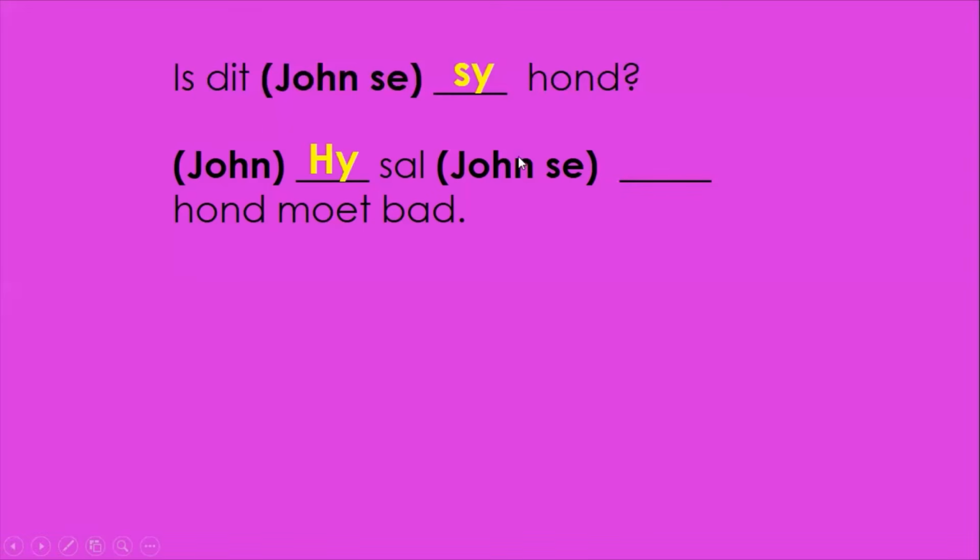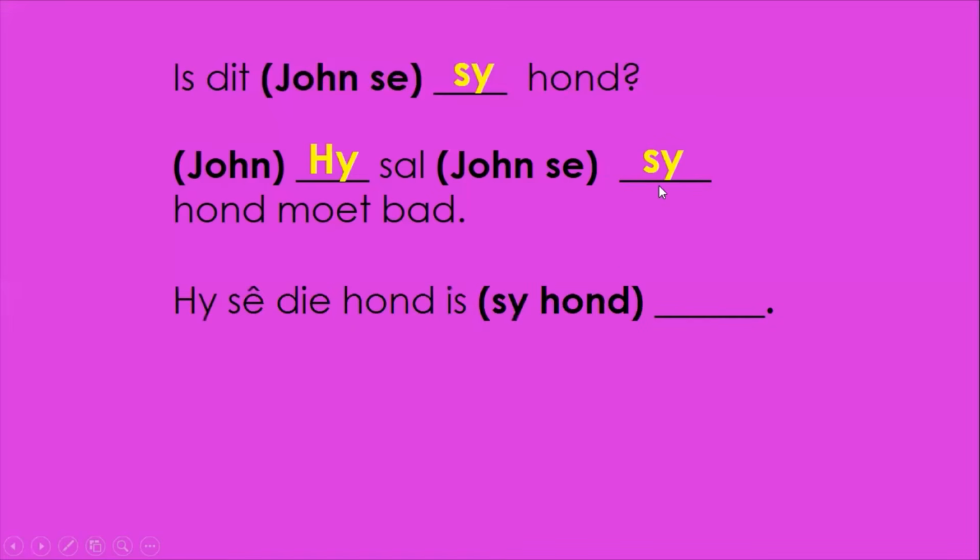It is sy hond possession, but it's followed by an object. So again, sy object, sideburns. Hy sal sy hond moet bad. En dan die laaste ene, hy sê die hond is sy hond. So sy hond, it is his possession. Okay, because he said it is sy hond, it's his. But we have is in front of it, so the possession, hy sê die hond is syne.